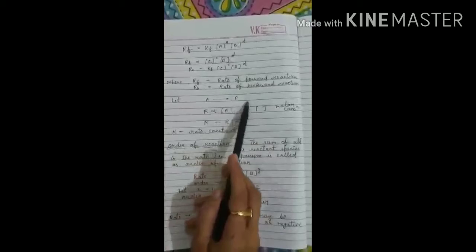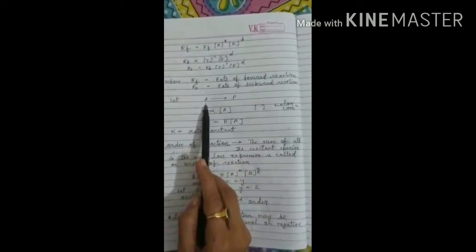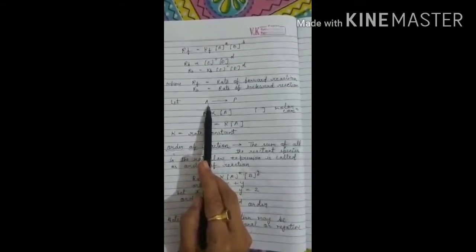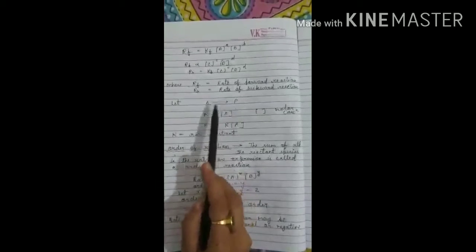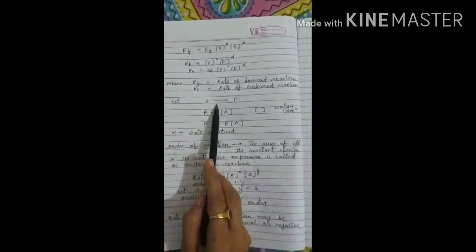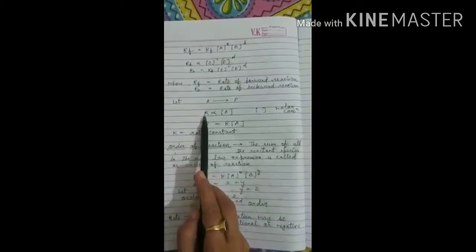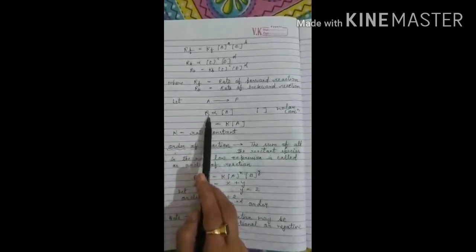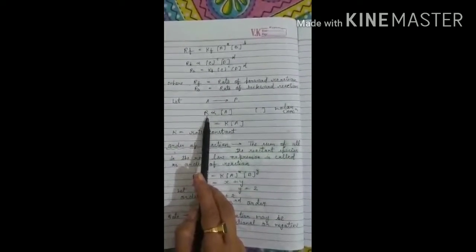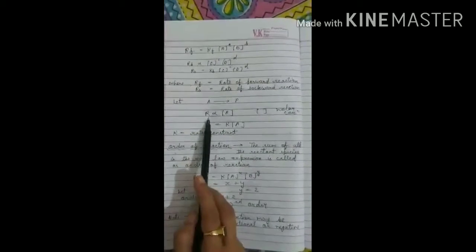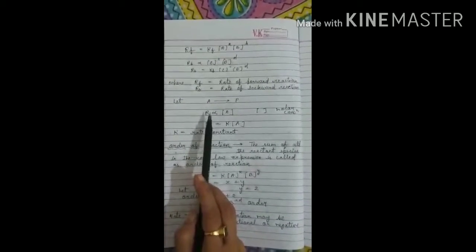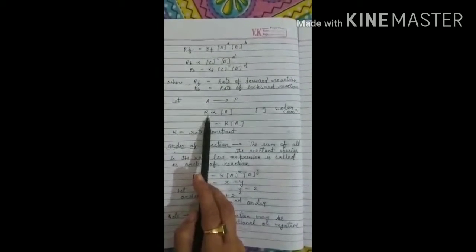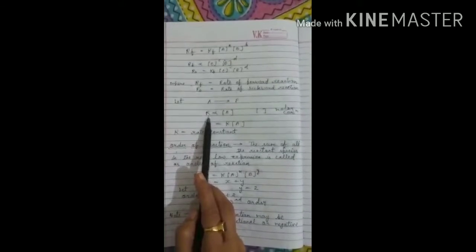Let us consider a simple example. Suppose A is the reactant and P is the product. What will be the rate of this reaction? Rate law is the mathematical expression to represent the rate of the reaction. I am telling once again, rate law is the mathematical expression to represent the rate of the chemical reaction.